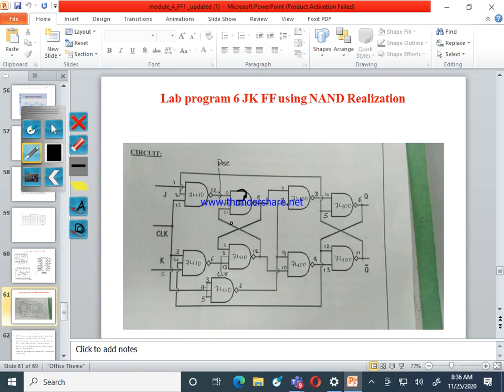Which 12? First IC pin 12 or second IC pin 12? Because first IC pin 12 is already over, correct? First IC pin 12 is already connected. 1, 2, 3. In one IC, I can realize only 3 NAND gates.